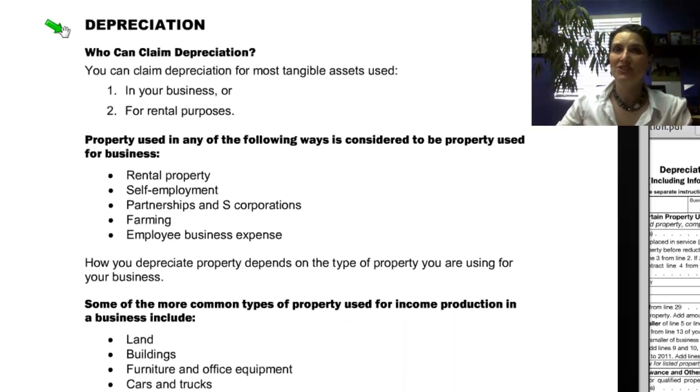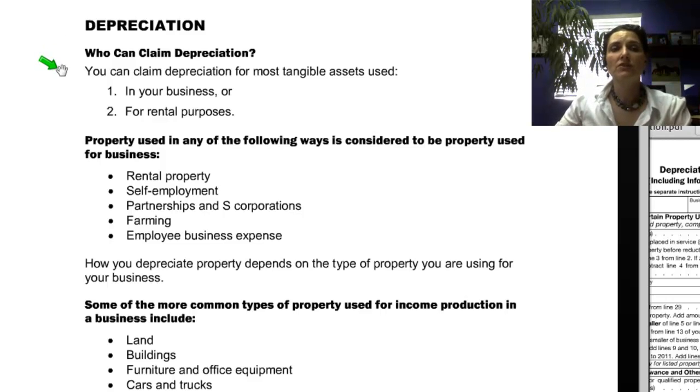So here is depreciation. Who can claim depreciation is the first question. Well, you can claim depreciation for most tangible assets that are used in your business or for rental purposes. Property used in any of the following ways is considered to be property used for business: rental property, self-employment, partnerships and S corporations, farming, and employee business expense. Remember when we learned about employee business expenses that you could claim on Form 2106 and on Schedule A? Well, one of the expenses you can claim as an employee is depreciation.